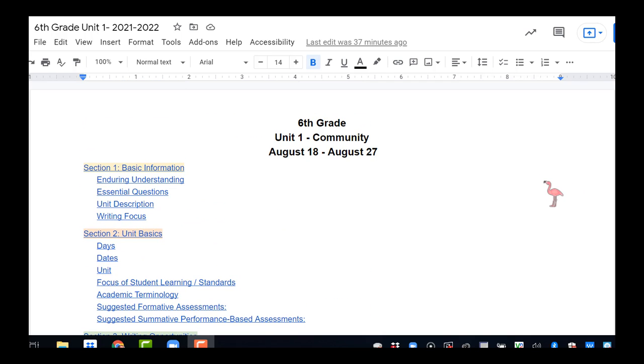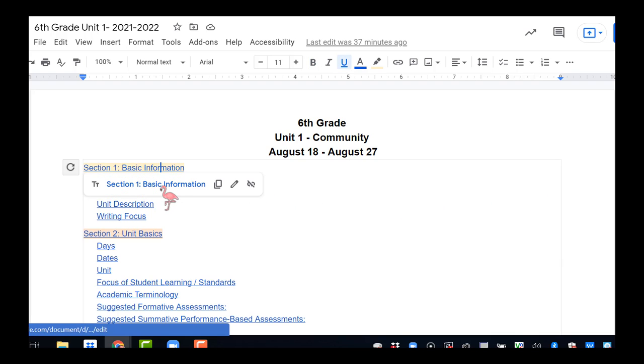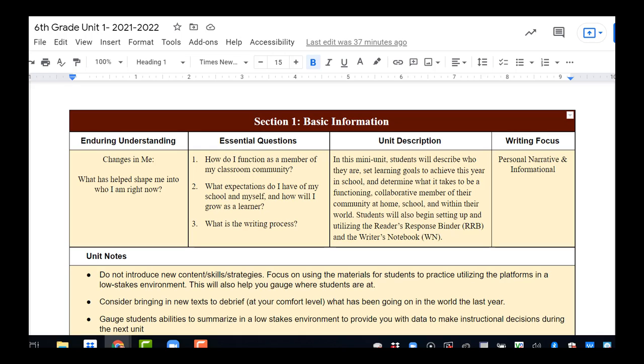All you need to do, depending on what section of the map you want to go to, is click on the hyperlink and it will take you there. Cheryl's going to talk to you about basic information.